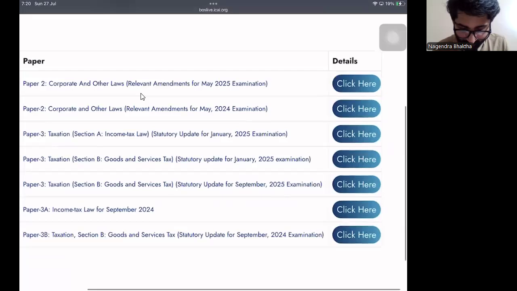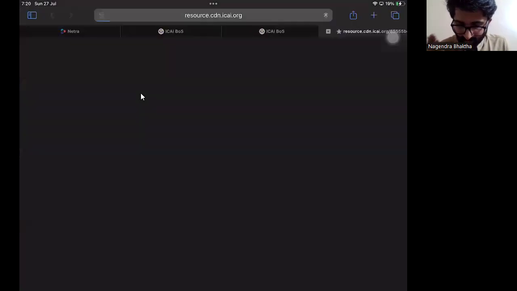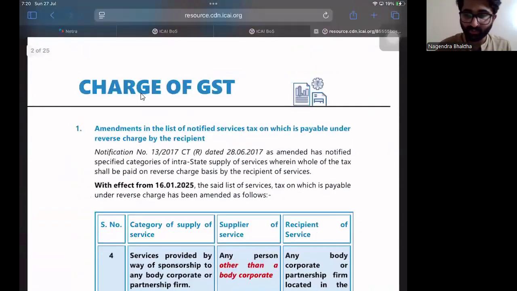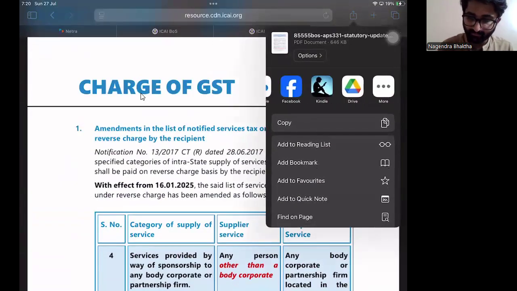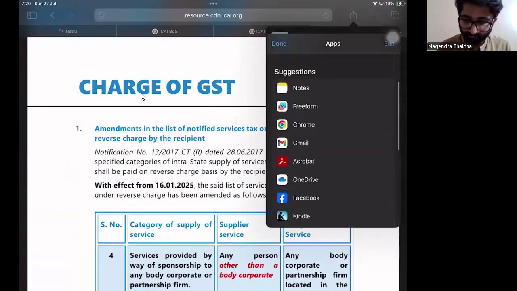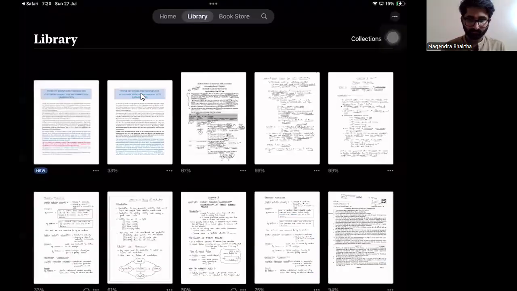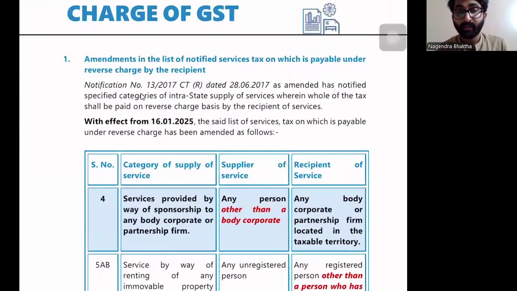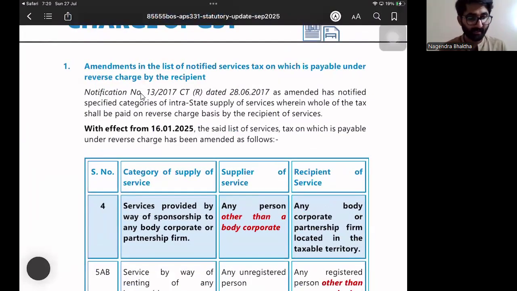Statutory update for September, goods and service tax, statutory update for September, click here. In this, see directly charge of GST. So we'll discuss this by writing this. Here, charge of GST. People, very important amendment. Listen to me carefully. Very important amendment here. Ready?